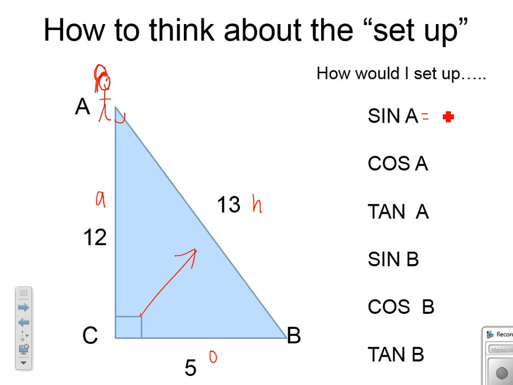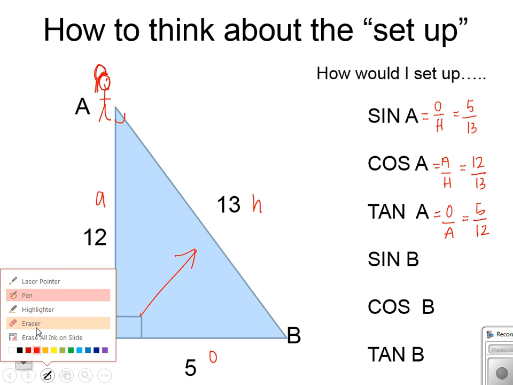So if sine is O over H, then we would have this being 5 over 13. If cosine is A over H, then this would be equal to 12 over 13. And the tangent is O over A, this would be 5 over 12. So these would be the trig ratios for each one of these: sine of angle A, cosine of angle A, tangent of angle A.